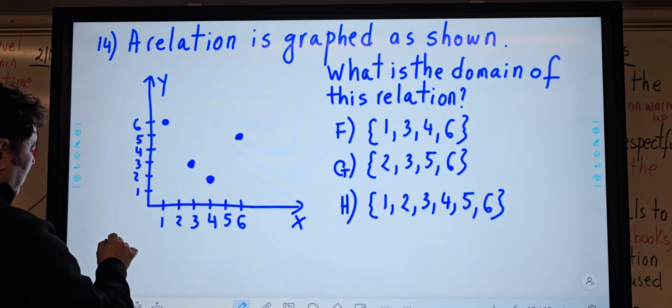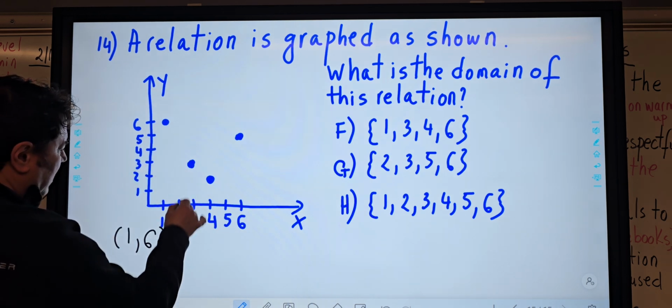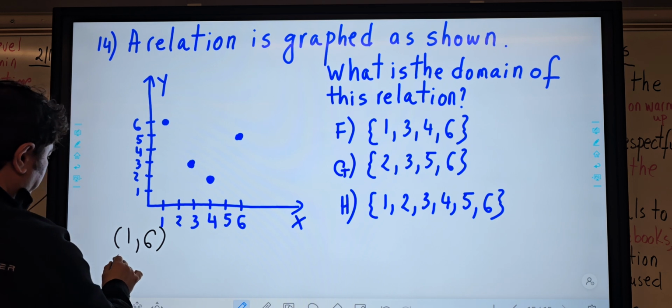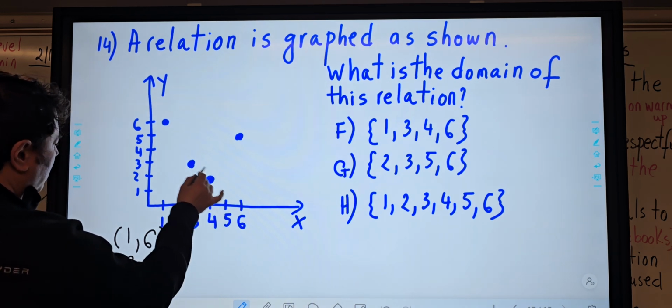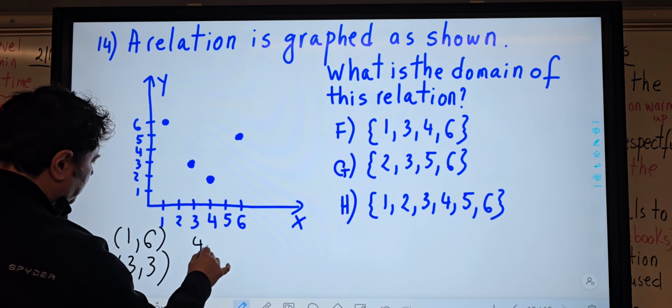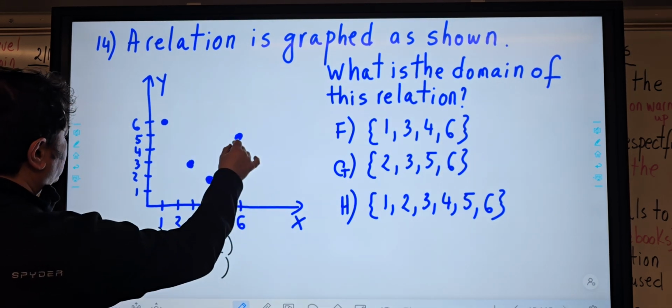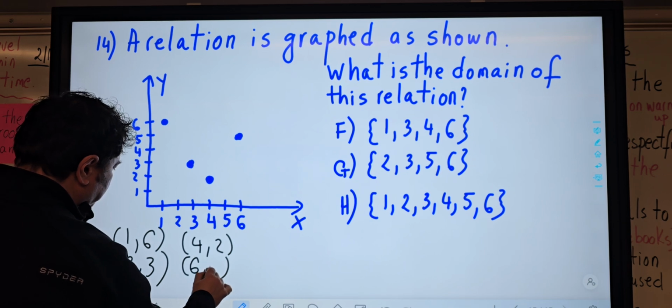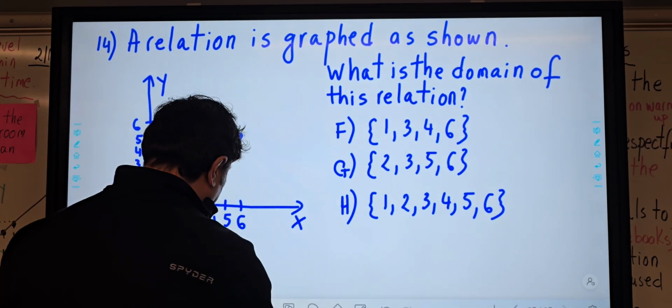Let's look at the first dot. X is 1, y is 6. Next dot, x is 3, y is 3. Next dot, we have x is 4, y is 2. And the last one we have x is 6, y is 5. Okay, 4 and 2, perfect. So we have the ordered pairs here.